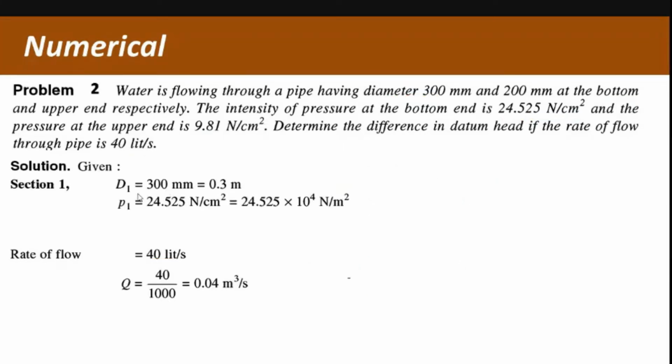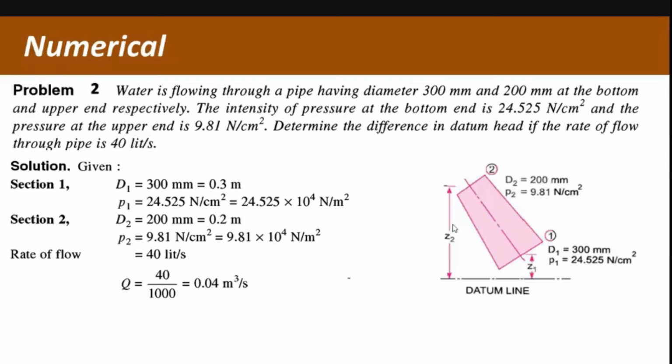So given diameter d1 is 300 mm, 0.3 meter, and p1 is 25.525 Newton per centimeter square, so 25.525 into 10 power 4 Newton per meter square. Similarly, at section 2, d2 is 200 mm, so 0.2 meter, and p2 is 9.81 Newton per centimeter square, so 9.81 into 10 power 4 Newton per meter square, and discharge is 40 liters per second. Therefore, it is 40 by 1000, 0.04 meter cube per second. So this is our given problem.